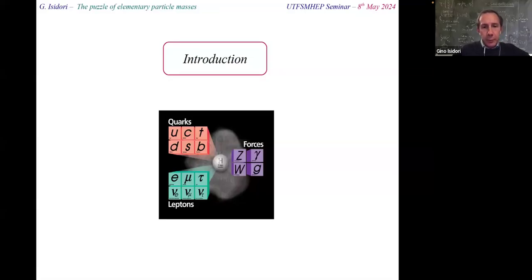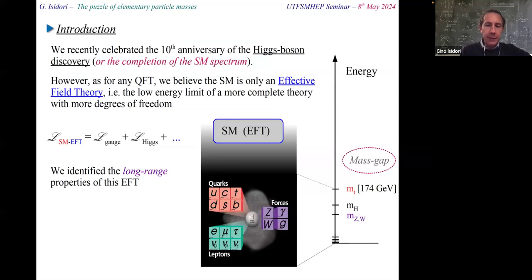So, as you know, we all know that the standard model works. We recently celebrated the 10th anniversary of the discovery of the Higgs boson, the completion of the standard model spectrum. However, we also have many good reasons to think that this is only an effective theory. So the standard model is just the low energy limit of something more complete. And the data tell us that there is a mass gap between this standard model sector and what's above. Okay, but still we think this is an effective theory.